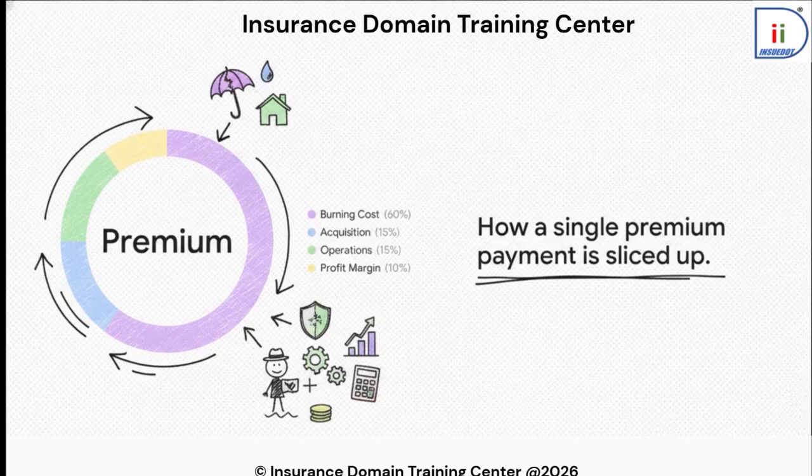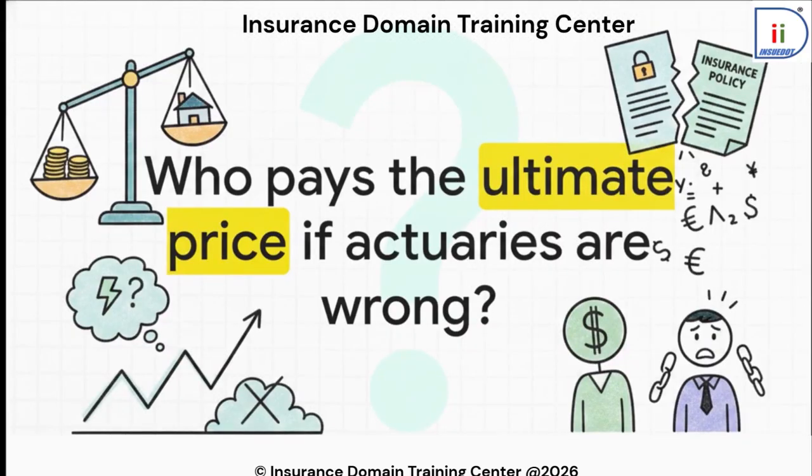We have seen today just how delicate this balancing act really is. Setting a fixed price today for a completely unknown tomorrow is just a massive challenge. So I want to leave you with this thought-provoking question. If actuaries get the math wrong and the insurance company is strictly forbidden from asking for more money later, who truly pays the ultimate price?